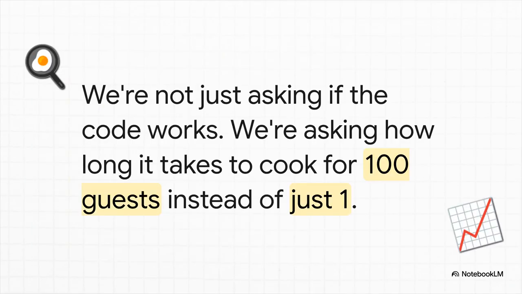And at the very heart of any piece of software, you've got algorithms. Now, the easiest way to think about an algorithm is it's just a recipe, right? It's a set of steps to get something done. But here's the key. We're not just asking if the recipe makes a tasty meal, does the code actually work? We're asking a much more important question. If I have to make this dish for 100 people instead of just one, how much more time and effort is that going to take? That's the real question we're trying to answer.